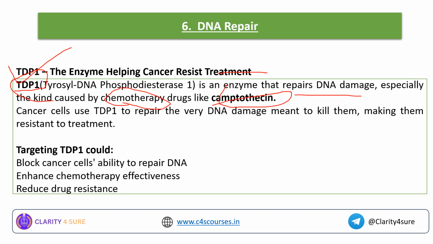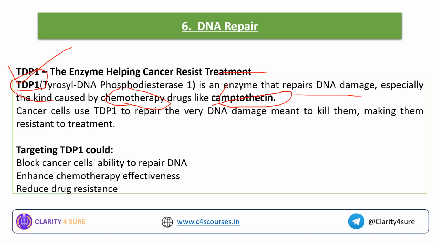So what have scientists done? Scientists have researched and found out that if this TDP1 enzyme is targeted in the cancer cells, we would be able to block the cancer cells' ability to repair the DNA, which in turn will enhance the effectiveness of chemotherapy, and it will also reduce the drug resistance, because we have seen the drugs that are being used in chemotherapy are not doing their actual purpose. Why?